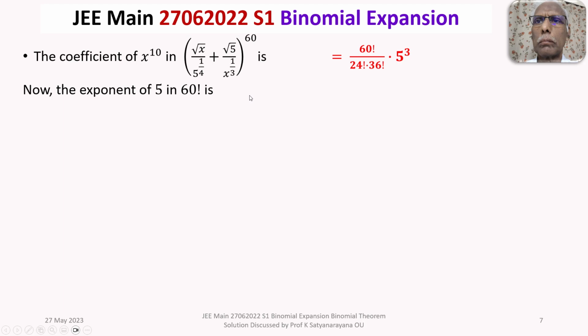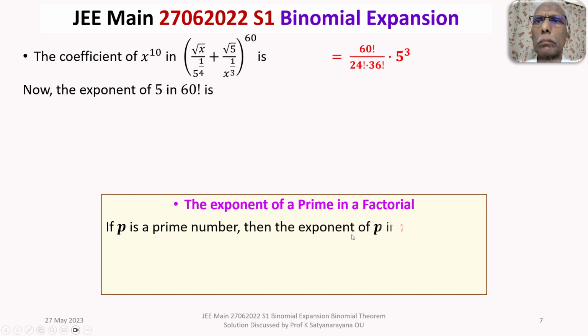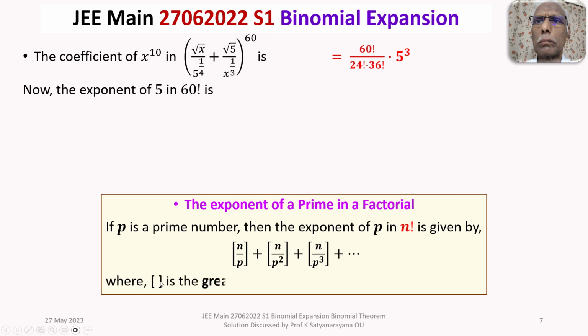So in 60 factorial, to do this one, we recall a result from number theory, that is the exponent of a prime in a factorial. We take the prime as p and the factorial as n factorial. So if p is a prime number, then the exponent of p in n factorial is given by [n/p] plus [n/p square] plus [n/p cube] and so forth, where [n/p] is the greatest integer less than or equal to n/p, the greatest integer function.